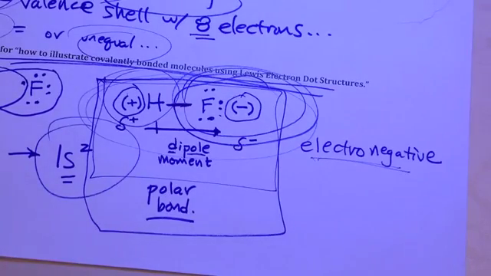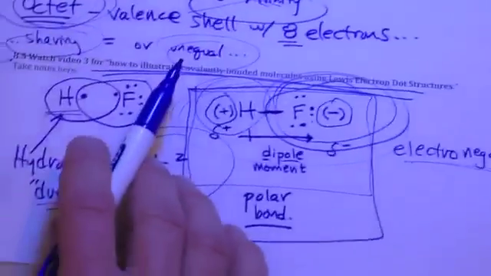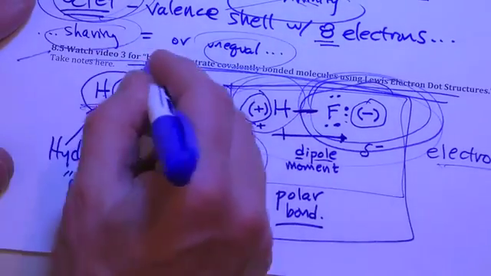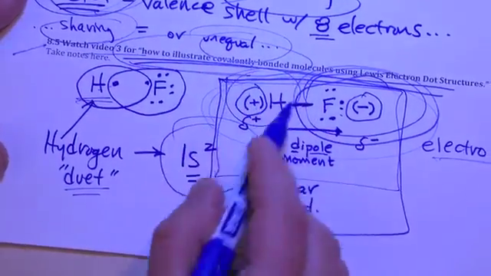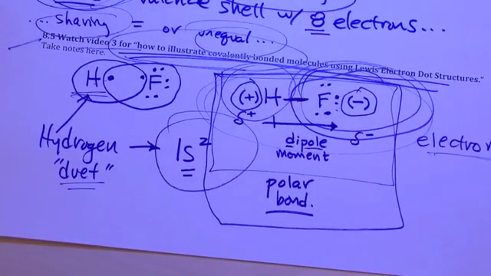In our next video cast, on the next few pages of your packet, watch video 3 to figure out how to illustrate these covalently bonded molecules using Lewis electron dot structures. Good luck with your ionic, covalent, metallic, and covalent network bonding.